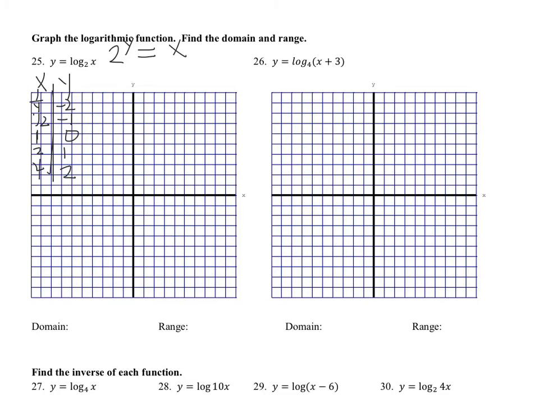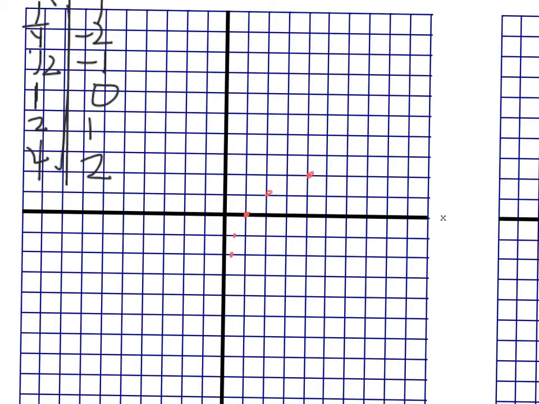So I plot all those points. So these are the points plotted. Make me a little curve. It should never, ever pass through the y-axis. Again, there's an asymptote here. It's never going to pass that.